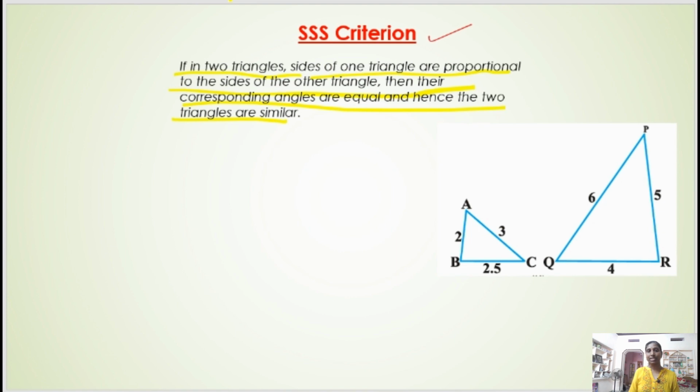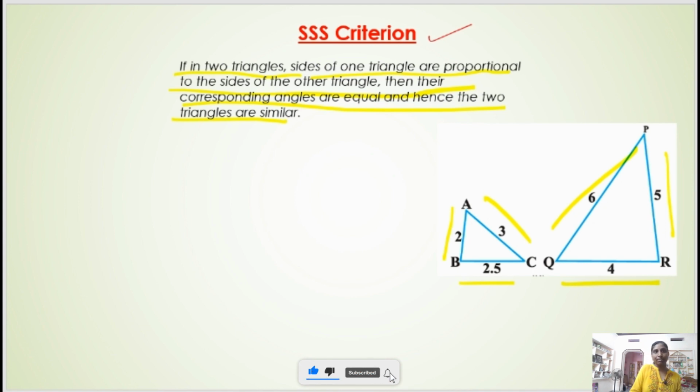Let us try to understand. Here, see the corresponding sides first. AB corresponds to QR. Why? Because 2 times 2 gives you 4. BC corresponds to PR because 2 times 2.5 gives you 5. AC corresponds to PQ because 2 times 3 gives you 6. So here we identified the corresponding sides.